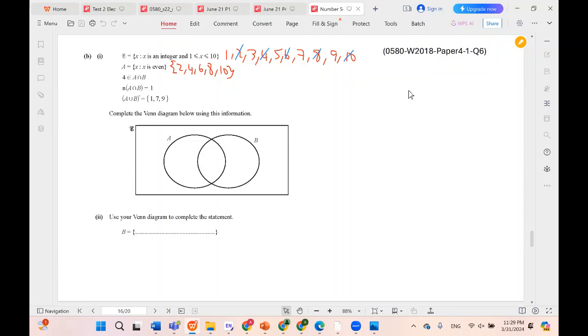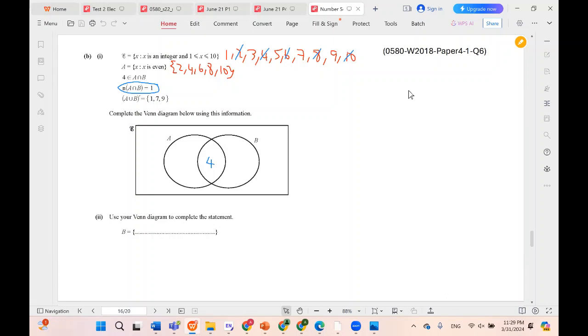Now, we're told that 4 belongs to A ∩ B. So the 4 should be listed in here. And we're told that the number of elements in A ∩ B is 1. So we just know that there is only one element, which we already know is 4. So there is no other element between A and B.